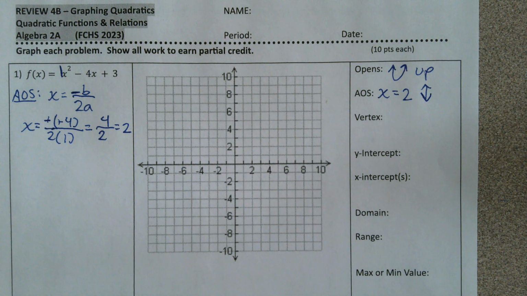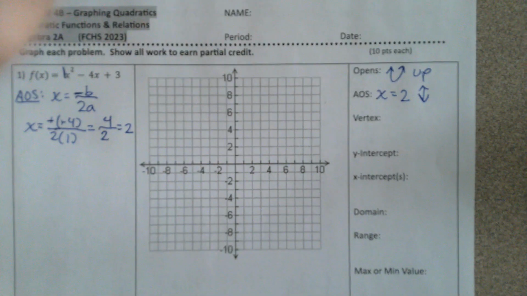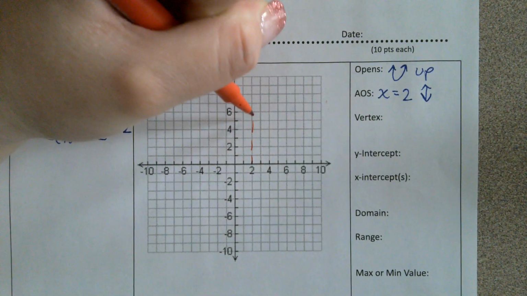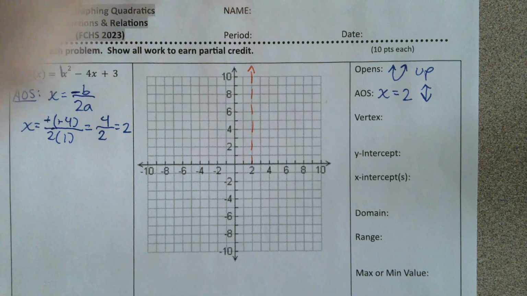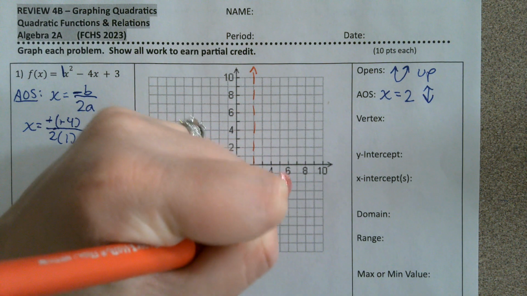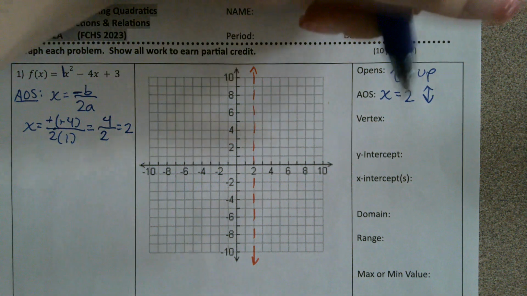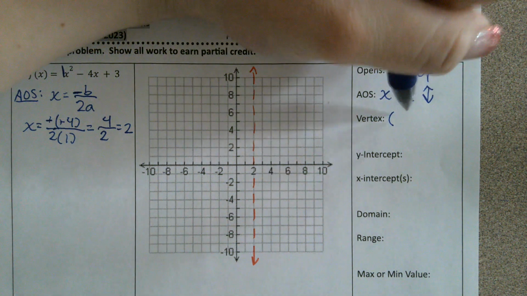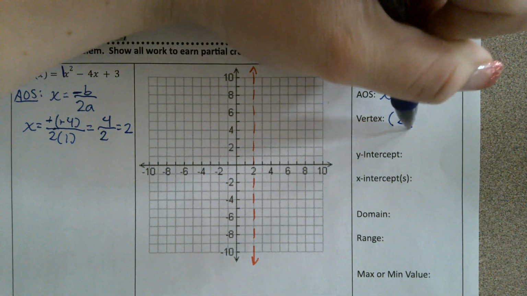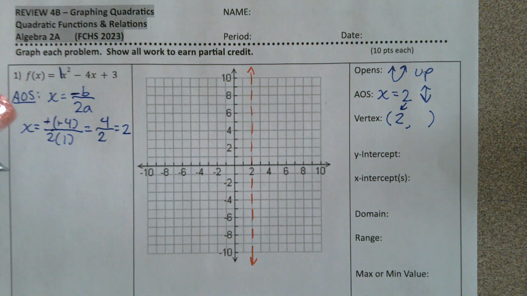So I'm going to draw that into my graph. 2 on the x-axis, draw a vertical line through it. What's nice about this is it splits my graph completely in half, so it'll be kind of obvious if I've made a mistake. All right. What's nice about the axis of symmetry is it brings us right to our vertex, because this is the x value of the vertex.